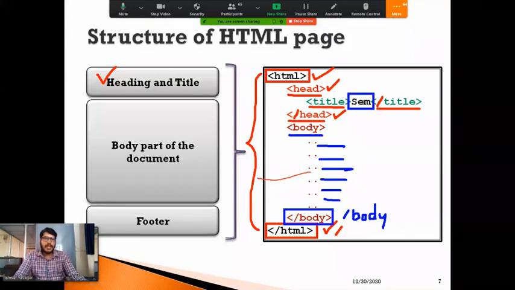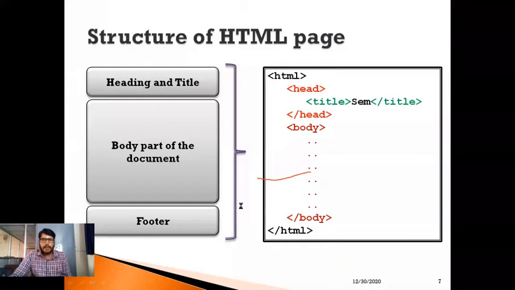An HTML page has been divided into three main sections: heading and title tag, body part, and footer part. Here also we can include a footer part to highlight the copyright details and all. Now let us see one simple HTML page.